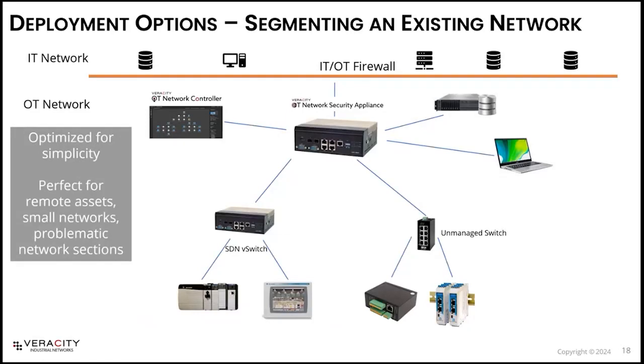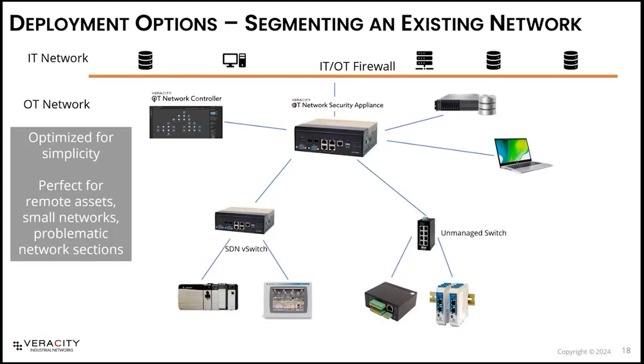So if you have the appliance, this is typically meant for smaller networks. So you'll see I've simplified the drawing here. It still works with unmanaged switches with the same constraints as the full OT network controller. You can still put other SDN switches on there, and we will have a version of our box that is just a switch and not the controller. So if you want to go that route, you certainly can, but it is optimized for simple installation. It's great for remote assets, small networks, problematic sections.